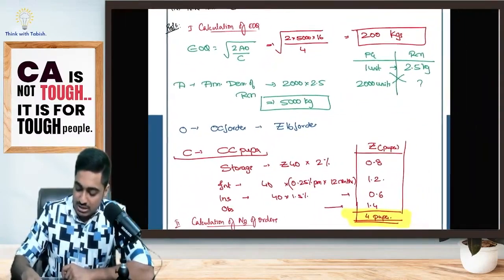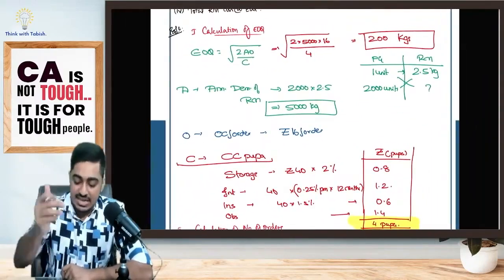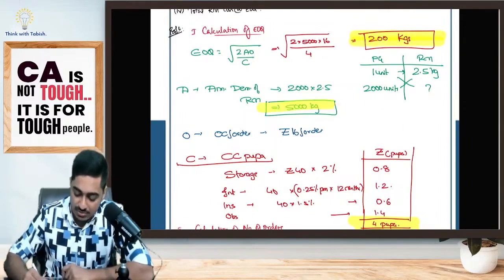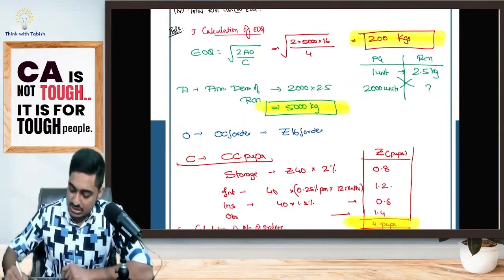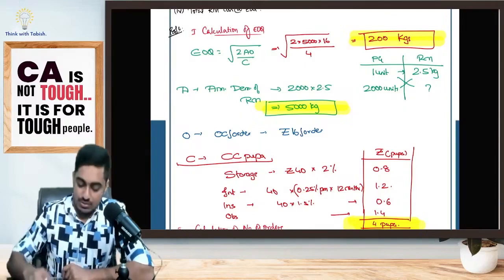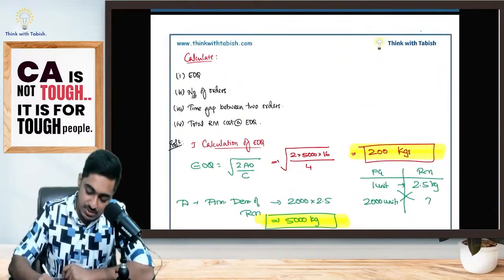Okay. Now, if I show this answer, the examiner exactly knows where to see. See, EOQ 200 kg I have highlighted and shown. Annual demand 5000 kg I have highlighted and shown. This 4 rupees per unit per annum I have highlighted and shown. Great. Everyone is responding. Shall we continue now? That means the first requirement is over.